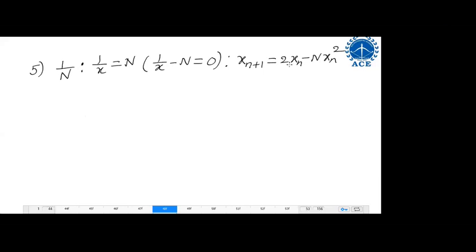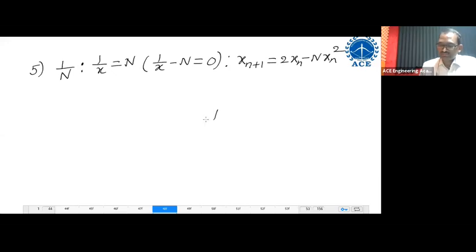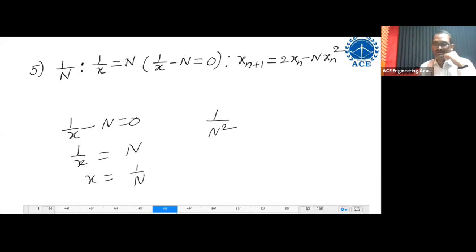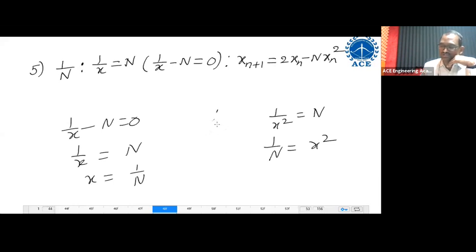What you are asking, Mohan? 1 by n square? Yes, sir. How do you get 1 by n square? By solving which equation you get? To get 1 by n, you need to solve 1 by x minus n is equal to 0, right? So 1 by x is equal to n. So x is equal to 1 by n. How do you get 1 by n square? Tell me. 1 by n square means 1 by x square is equal to n. No, you are not getting 1 by n is equal to x square. To get 1 by n square, first you need to write the corresponding algebraic equation. Tell me the corresponding algebraic equation.